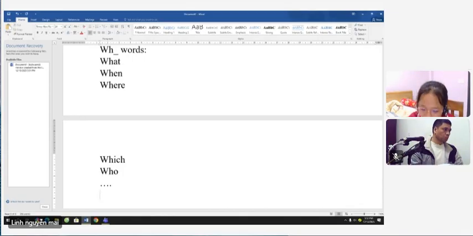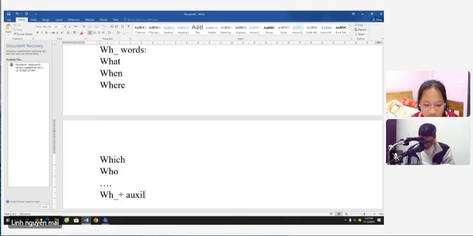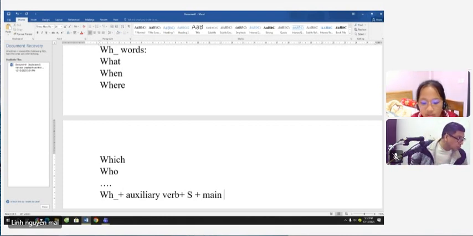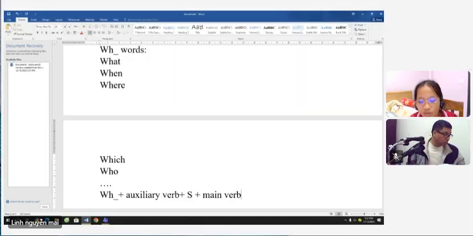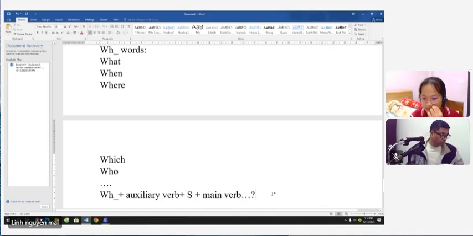So here is the form of the WH question. That is WH word, then is auxiliary verb. Then the subject, and the final one is the main verb. So this is the same with the yes/no question, but we have WH word, okay?